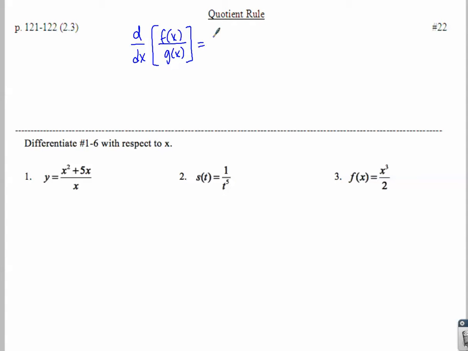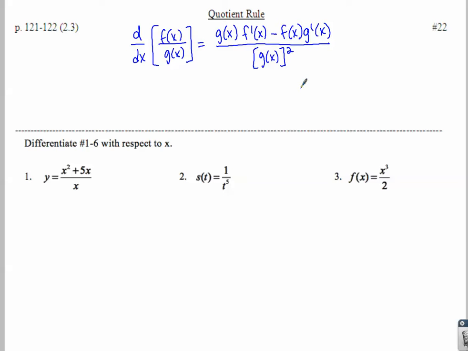One important difference is the order. We start always with the bottom non-derivative. So g of x times the derivative of f of x, f prime of x, minus f of x, the derivative of g of x, all divided by g of x function squared.